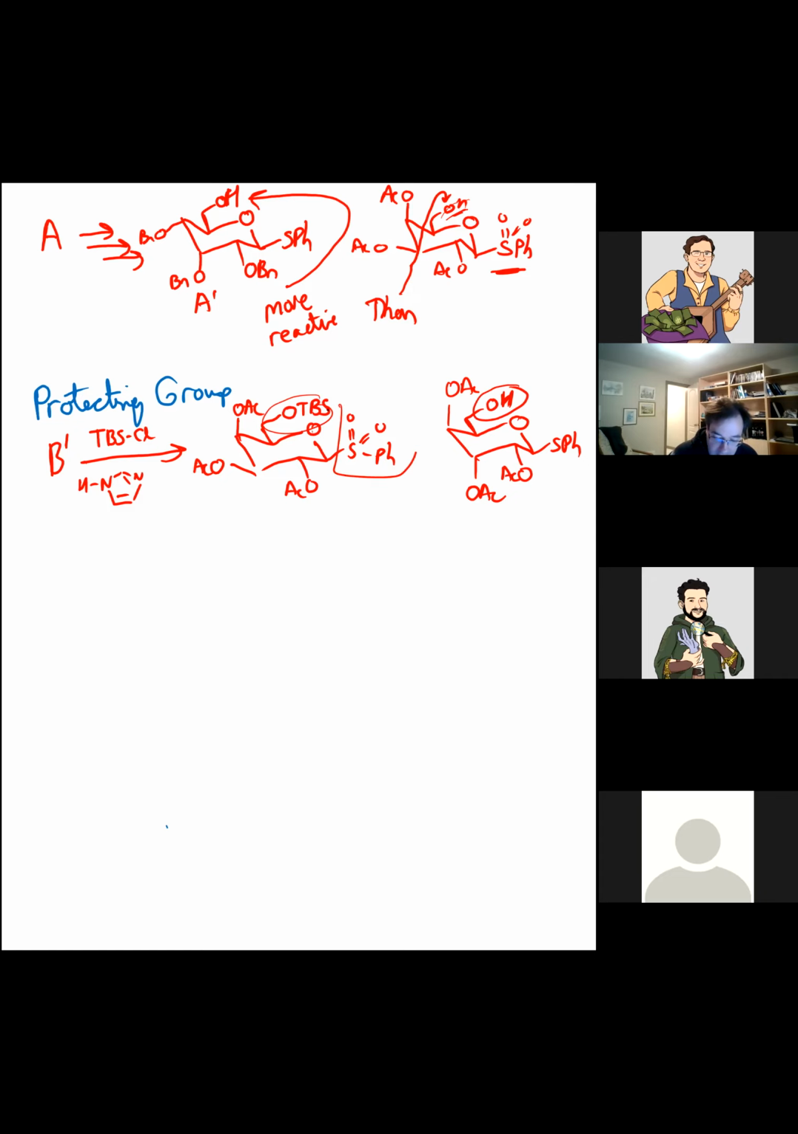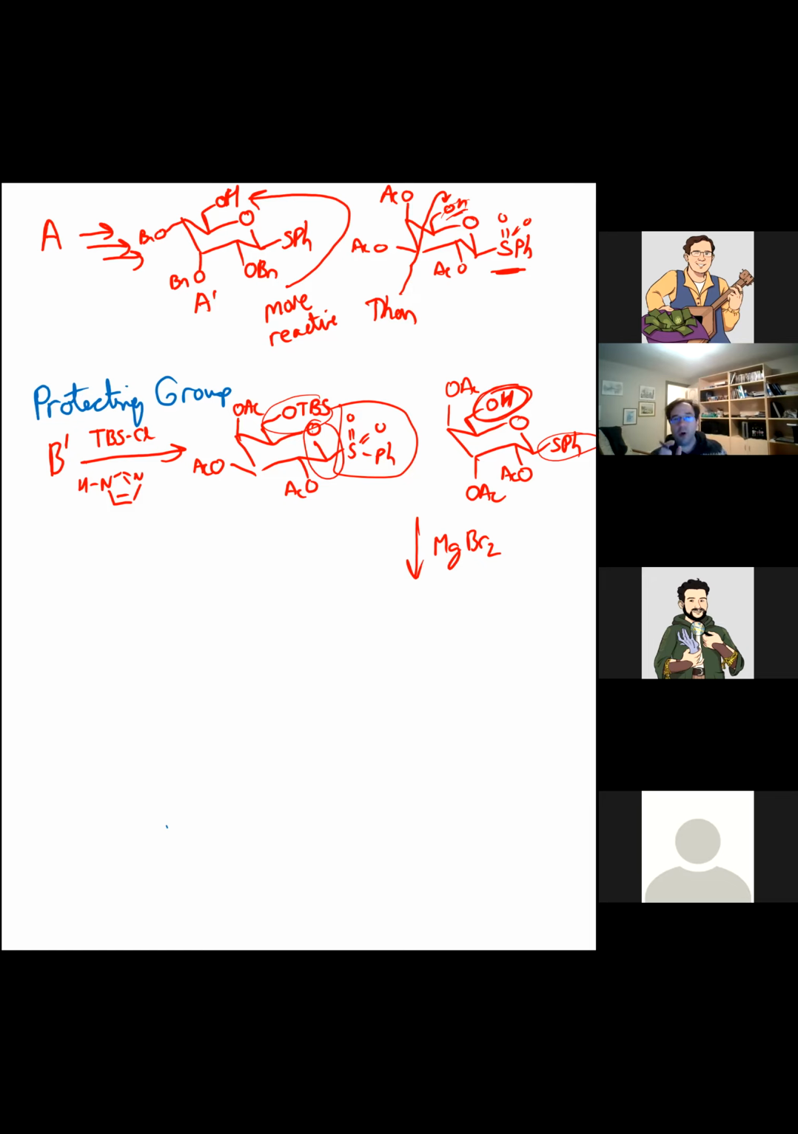This I can activate selectively using magnesium bromide. Chloride will work too. Let's stick with the bromide. This is not going to be activated under those conditions. So there's only one possible outcome for this reaction, and that's oxocarbenium formation here, with this guy acting as the nucleophile.